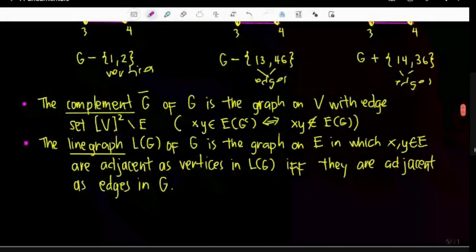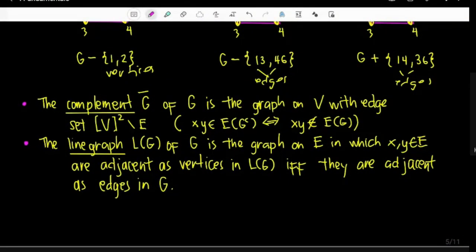Complement. The complement, denoted by G bar, of G is the graph on V with edge set V squared minus E. Ano ibig sabihin ng V squared? Yung V squared, ang ibig sabihin niyan, yung lahat ng possible edges in a graph. Tanggalin mo lahat ng edges E. Yung matitira, yun yung complement.